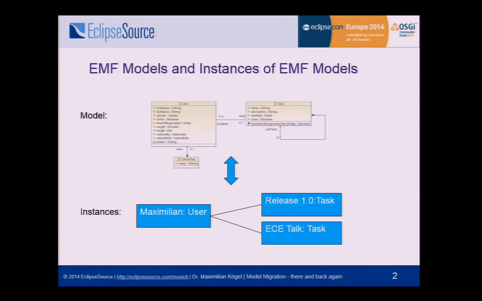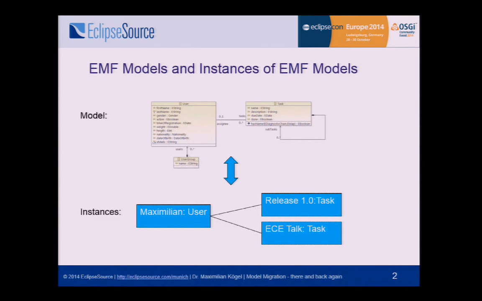The typical problem is you define your model with Ecore and EMF, and then you start creating instances of that. So in this example, I have a model with a user and with a task. And if you deploy that application somewhere, your users will start to create instances of that model. So you will have maybe an instance of a user called Maximilian, and he has 2 tasks, the release 1.0 of Edapt and the ECE talk.